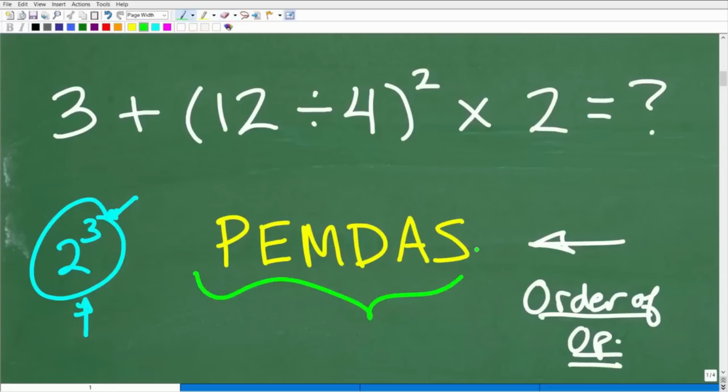Okay, so now what do we do now? Well, we're going to scan the problem, and we're going to be just kind of going through this checklist. So I'm saying, all right, do we have any parentheses? Indeed, we do. These are some parentheses, so we're going to do what's inside of these parentheses. We only have one set of parentheses, so that's what we're going to do. We're going to do this first, 12 divided by 4.